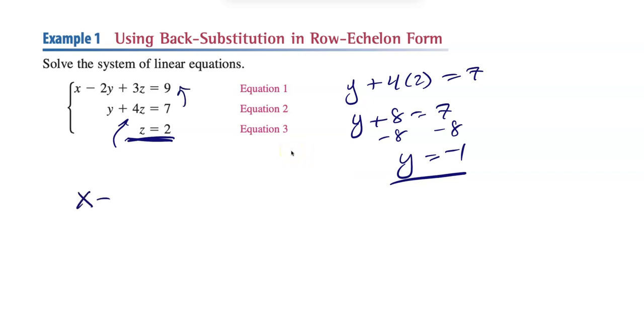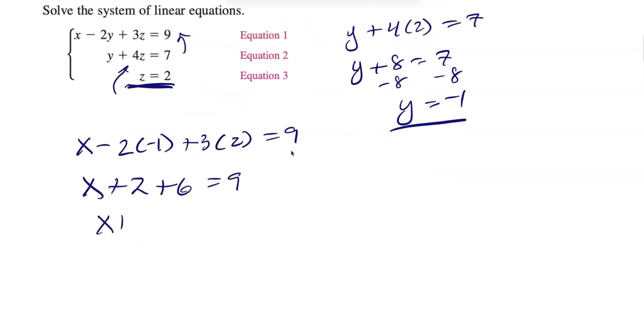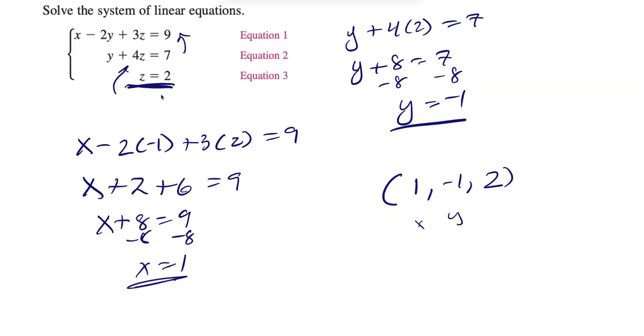All we're going to do is plug all those into the top one. So x minus 2y, which we know is negative 1, plus 3 times z, which we know is 2, equals 9. So simplify first, x plus 2 plus 6 equals 9. That's x plus 8 equals 9. So minus 8, minus 8, x equals 1. So those are our answers. We have x equals 1, y equals negative 1, and z equals 2. We could write it in an ordered pair. It goes in alphabetical order, x, y, z. So 1, negative 1, and 2. That's our x, y, z.